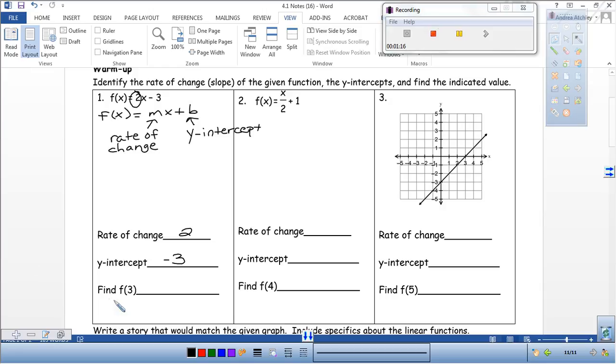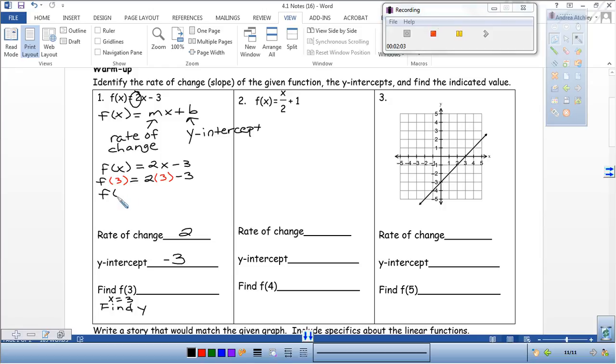Now find f of 3, that just basically means that x equals 3. Find y. So into this equation, f of x equals 2x minus 3, we're just going to replace all of the x values with 3. So I'm going to get f of 3 equals 2 times 3 minus 3.